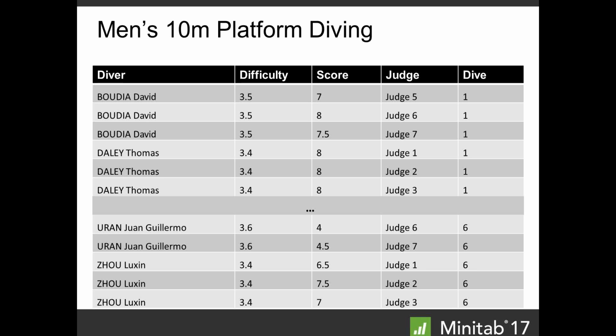And going on down through all the different divers, and I know the degree of difficulty, which score was given by which judge, and what dive number it was, 1 through 6. So we're going to make an assumption when we do this that there's no three-way interactions in the model. And we do this when we do regular Gage R&R. So I'm going to do everything just like a regular Gage R&R here.